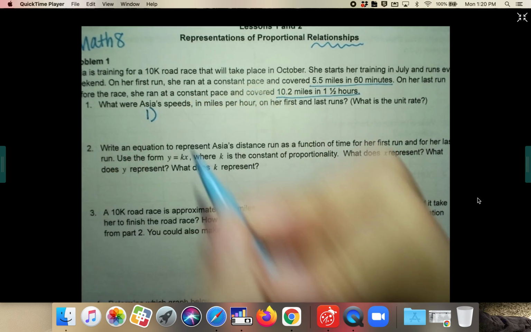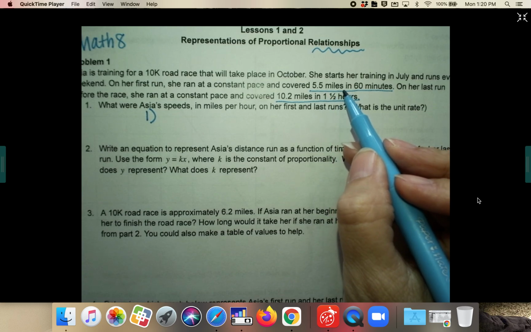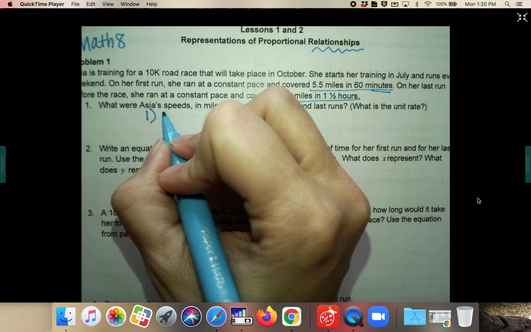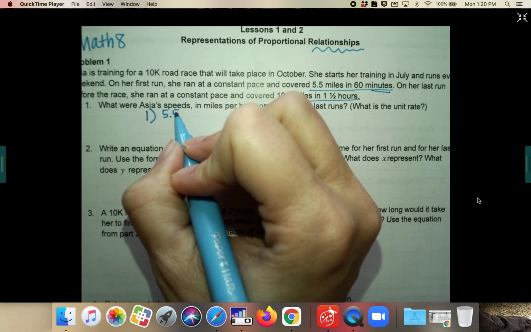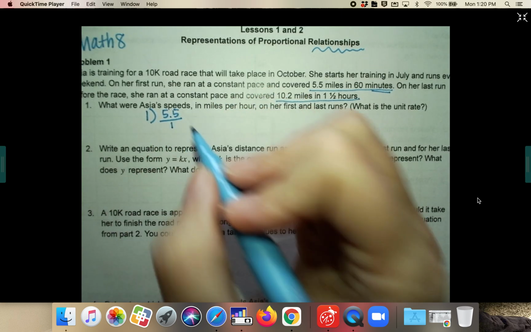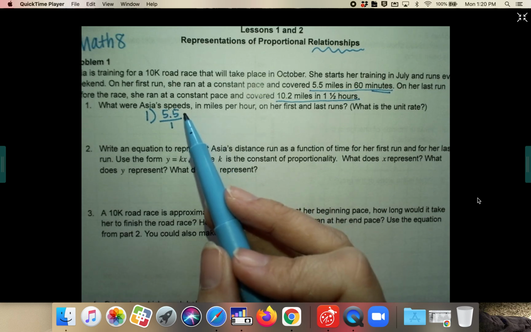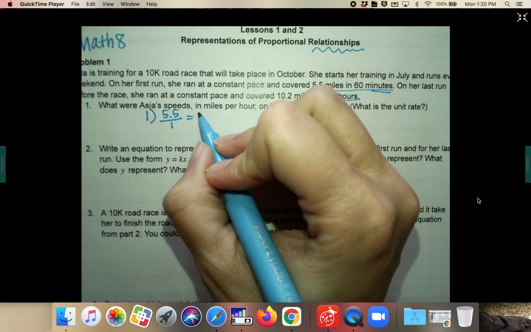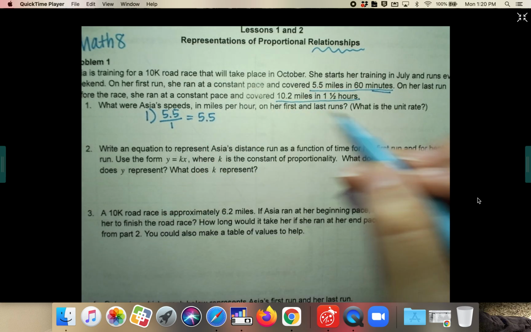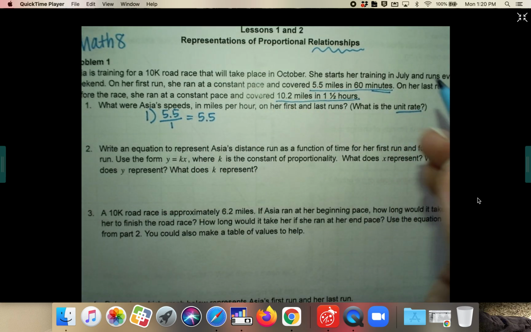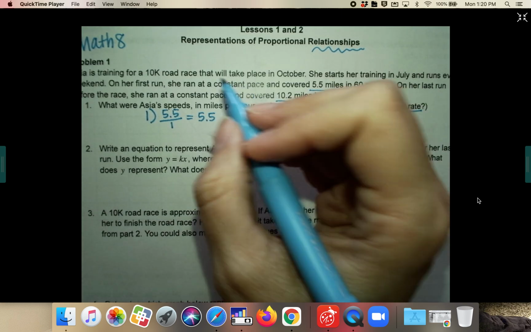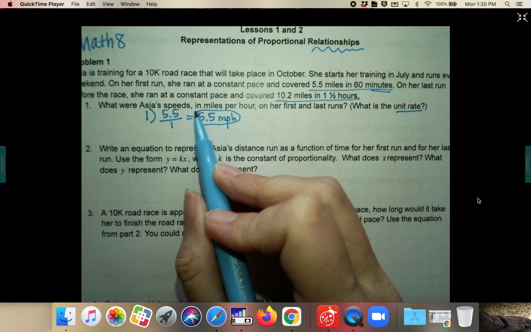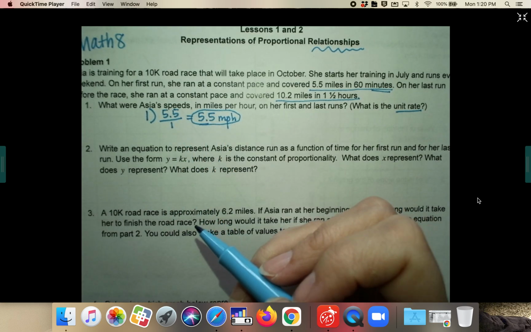Okay, here's her first run. It was 5.5 miles in 60 minutes, but I want to convert that to hours. So I'm going to put 5.5 miles per 1 because that's miles per hour. So when you divide that out, 5.5 divided by 1 is just 5.5. So her unit rate is just going to be 5.5. This is miles per hour, and that's what the unit rate is. It's how many divided by 1.